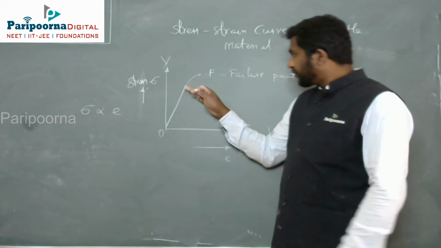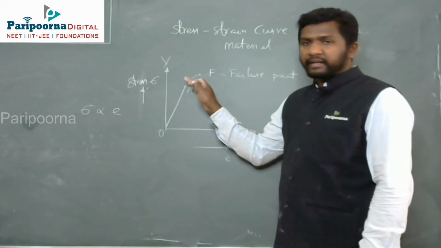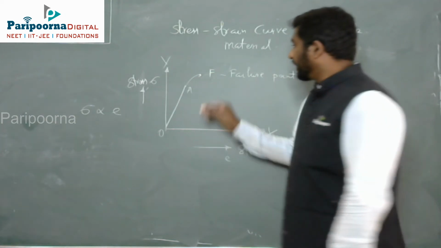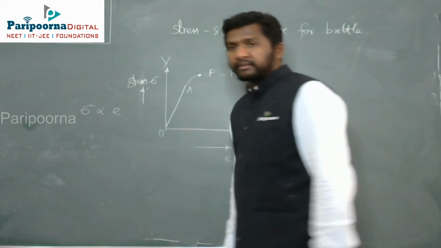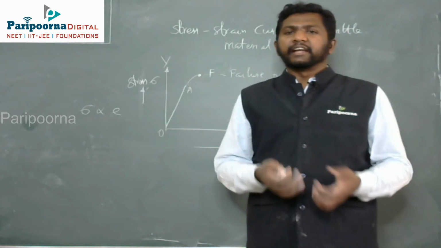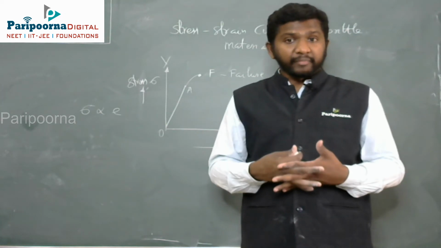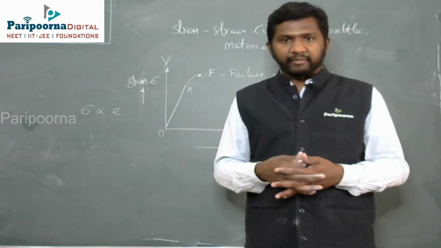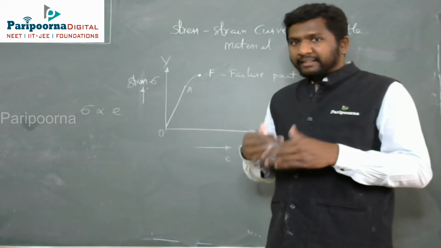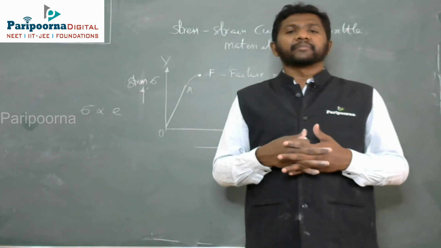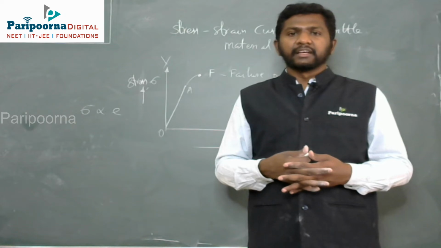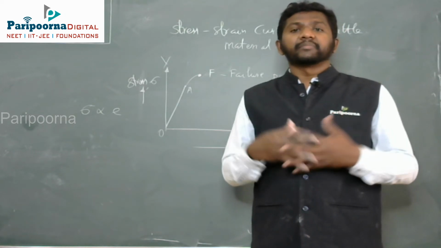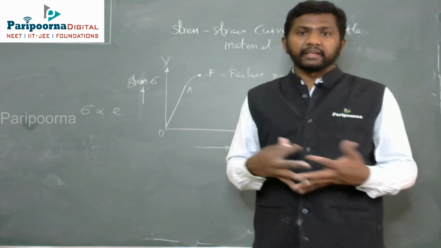Afterwards, if you increase the load beyond point A, the curve is non-linear and the material fails immediately at this point, because it is not an elastic material, it is a brittle material. Cast iron is an example of a brittle material, and glass is also an example. That is the reason brittle material is not preferred for making engineering products. In fact, it is used in many engineering products, but elastic material is widely used.